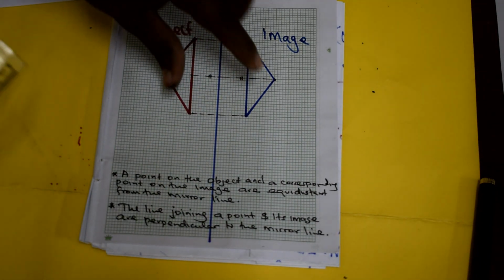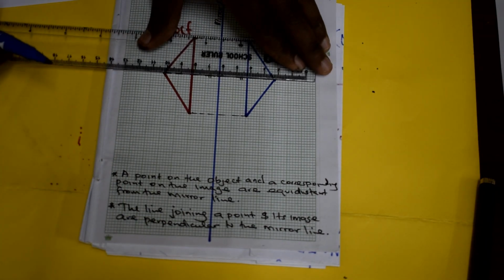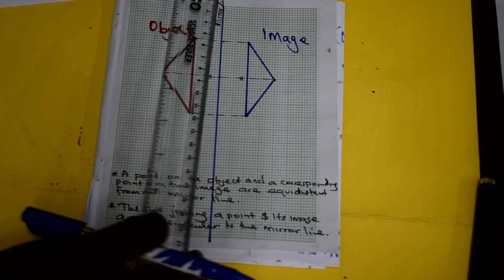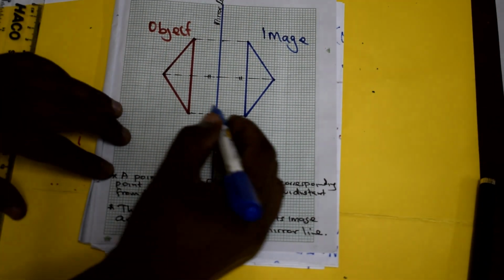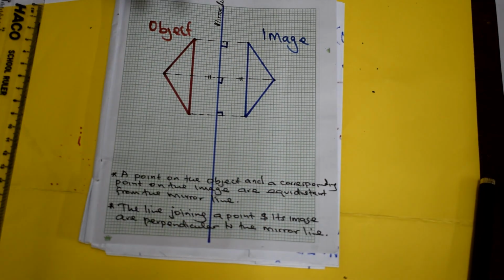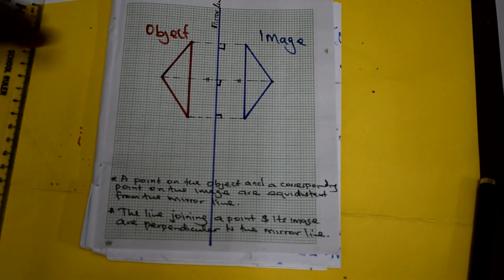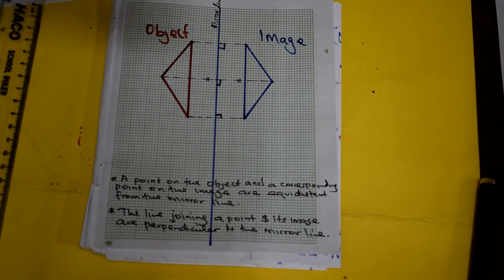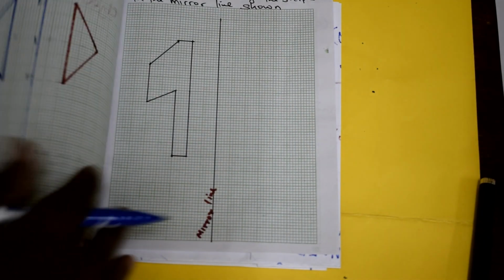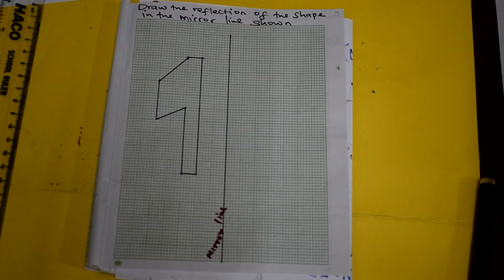And then the two lines that form from the object and the image are perpendicular to the mirror line. So these angles at this point are 90 degrees. So the equidistant part and also the angle part is very important. All angles between the mirror line and the image-object line will give us 90 degrees. The next thing we are going to see is how we reflect objects on a mirror line.